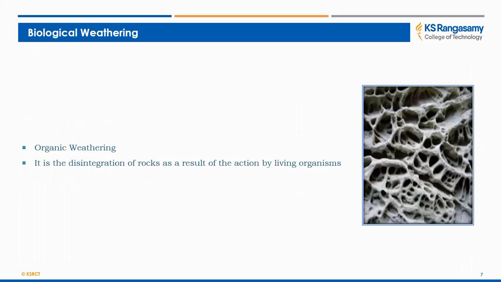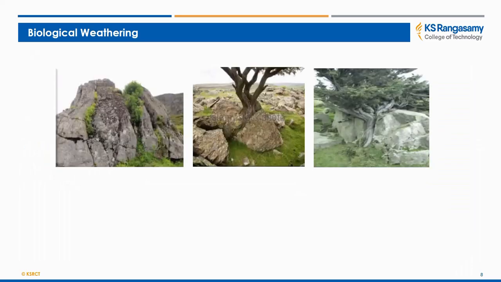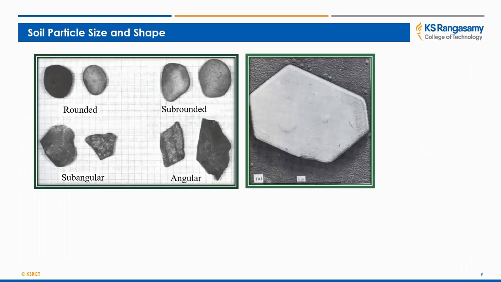It is the organic weathering. It is the disintegration of rocks as a result of the action of living organisms. It looks like honeycomb structures. Biological weathering occurs in rocky areas, where grass, trees, etc. grow. These are some examples of biological weathering.